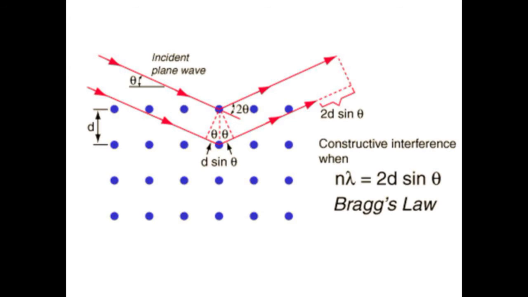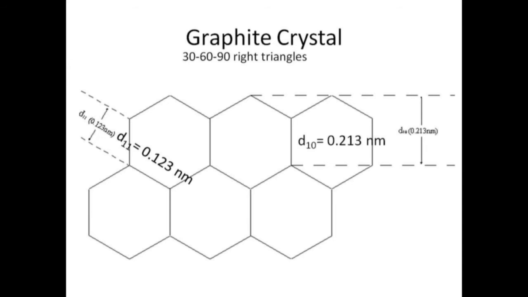When the beam is reflected off two adjacent levels of the crystal, the condition for constructive interference is that 2d sine theta equals n lambda. The hexagonal graphite crystal lattice presents two spacings to the incident electrons. The smaller spacing leads to a larger diffraction ring.